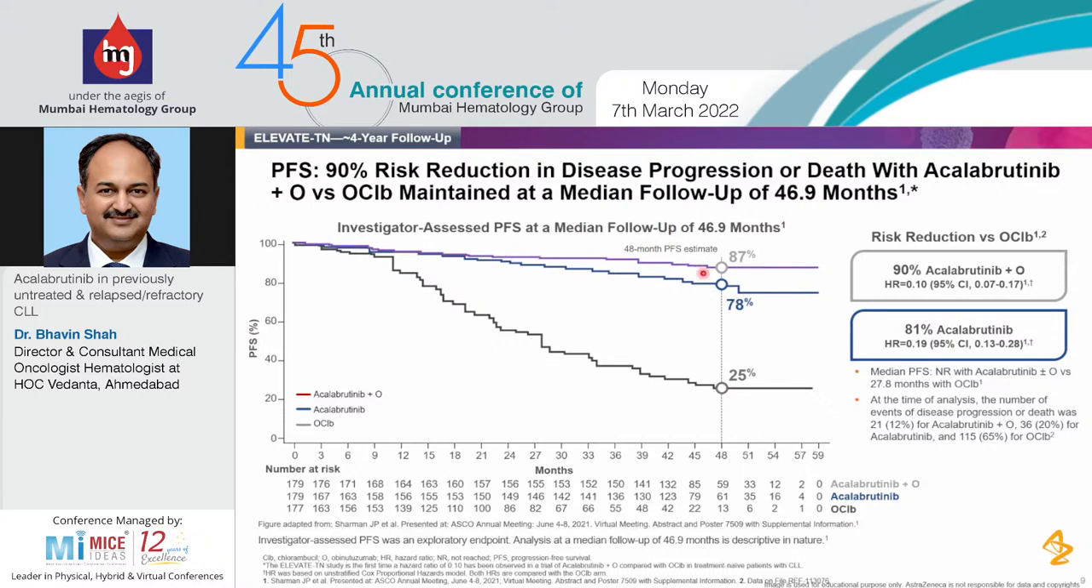So this study was done with an extended follow-up at 4 years, and at the end of 4 years, the progression-free survival was significantly better with ACAL-based treatment compared to chemoimmunotherapy. And if you see, the risk of disease progression and death is reduced by 90% with ACAL plus obinutuzumab and 81% with acalabrutinib monotherapy.